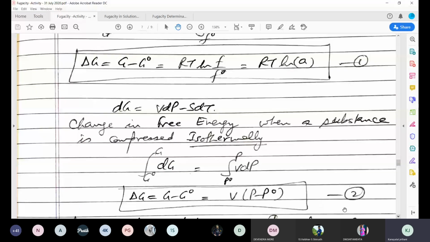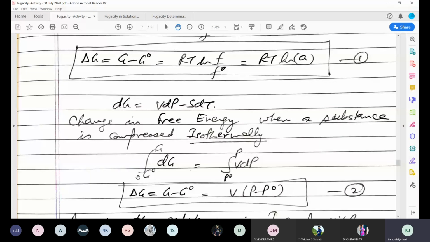If we take dG equal to V dP minus S dT, and the isothermal condition, it becomes dG equal to V dP. If you go from standard state P0 to P, integrate, and G0 to G, what you get is delta G equal to G minus G0, equal to V, if we take V as constant for liquid, outside, so V into P minus P0. Okay? Because we are assuming incompressible.